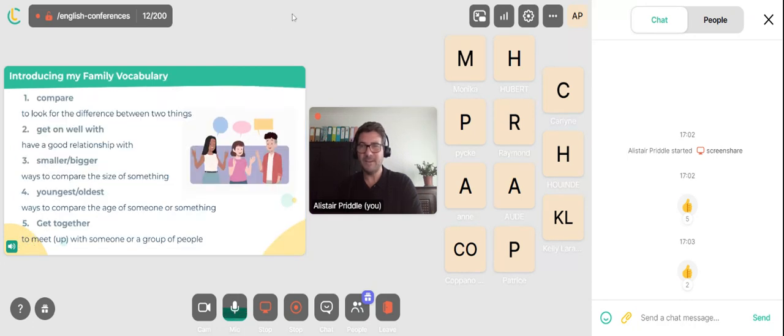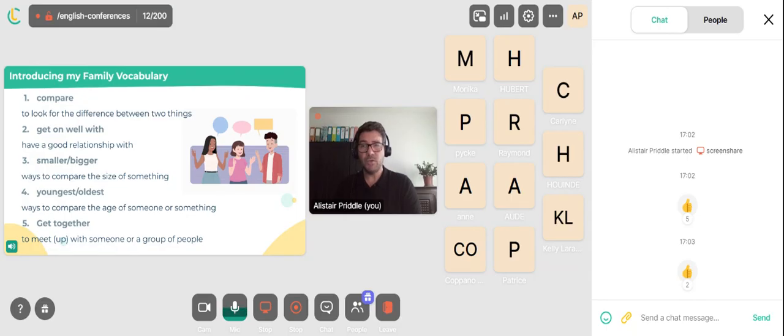Let's have a look at some family vocabulary. Here we go. Number 1, compare. To look for the difference between two things. Number 2, get on well with. To have a good relationship with.